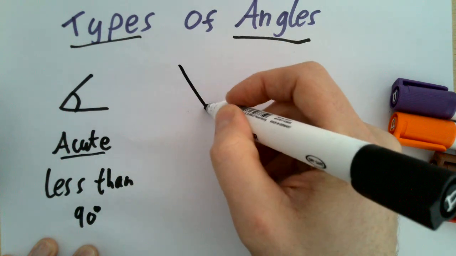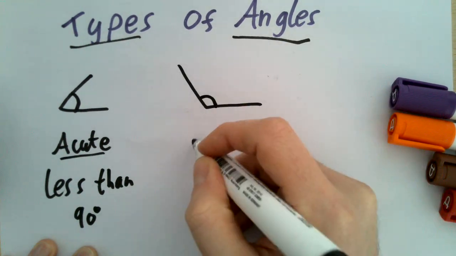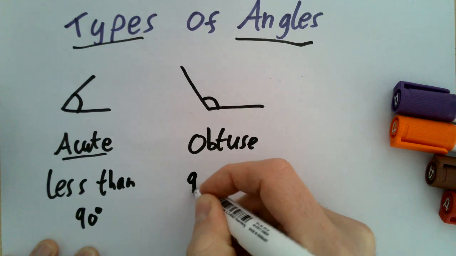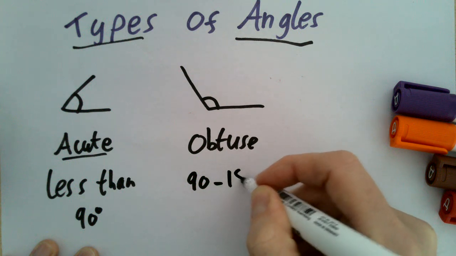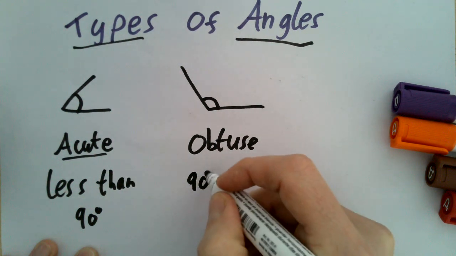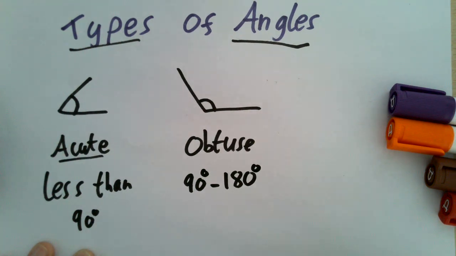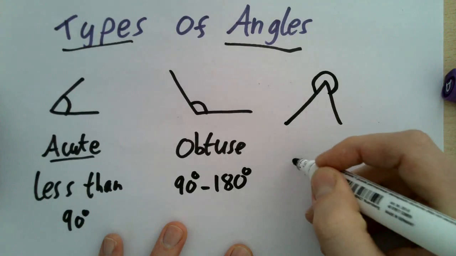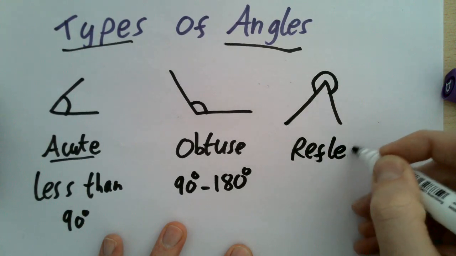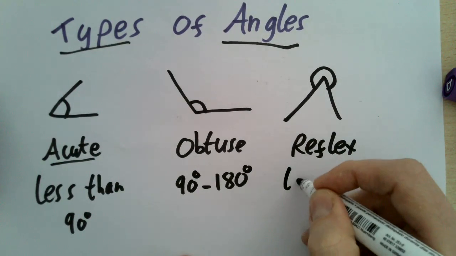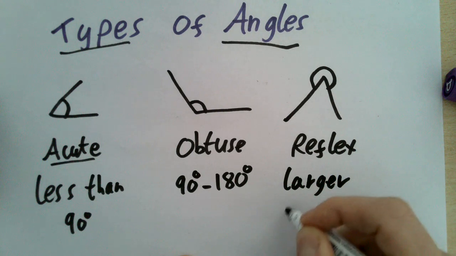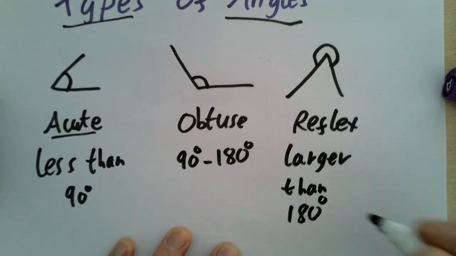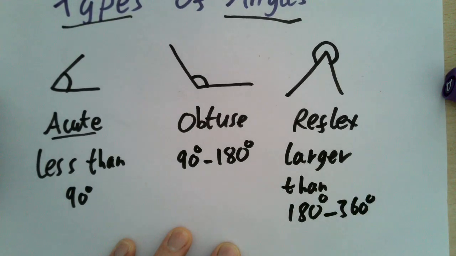Then you have your obtuse angles, which are like this. Obtuse, and they are in between 90 and 180. Yeah, they are your obtuse angles in between 90 and 180 degrees. And then you have your reflex angles. And these are bigger, so larger than 180 degrees. Yeah, larger than 180 and smaller than 360 degrees.